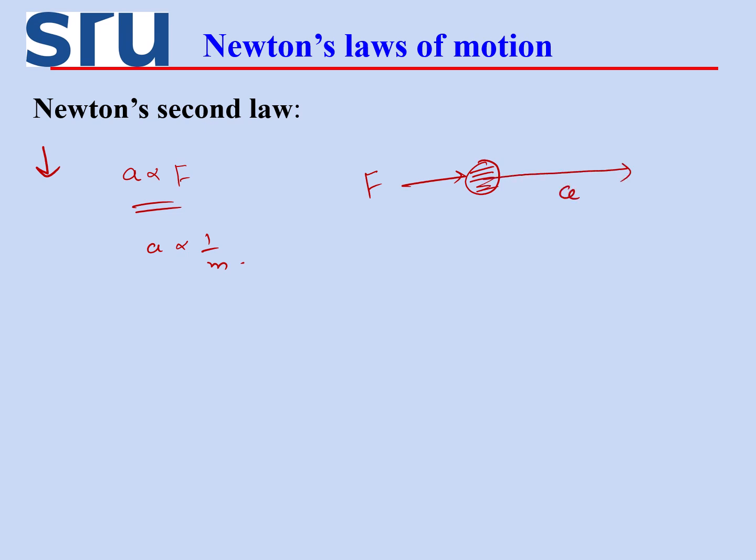So its acceleration is a, and its mass is m. This a is directly proportional to the applied force and inversely proportional to the mass of the body. So that is F equals ma. Or we can write sigma F equals ma.